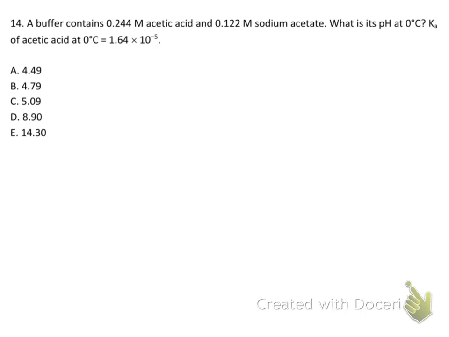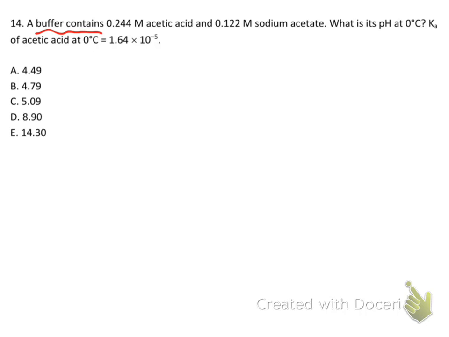Okay, up next, this one comes out and just tells us right off the bat we're looking at a buffer solution. It's 0.244 molar acetic acid, a lot of acetic acid questions in here, and 0.122 molar sodium acetate. What is its pH at 0 degrees Celsius, and then we're given the Ka of acetic acid. Okay, so whenever you have a buffer, we can use Henderson-Hasselbalch. So let's do just that.